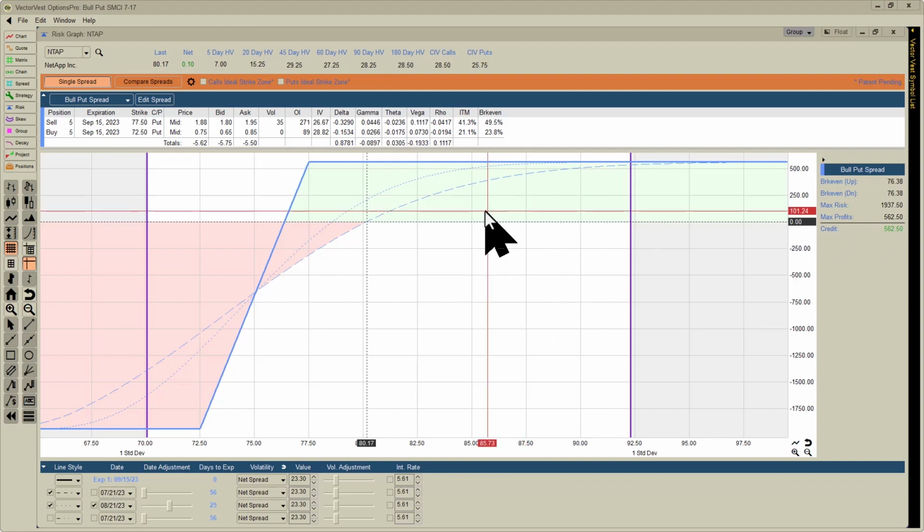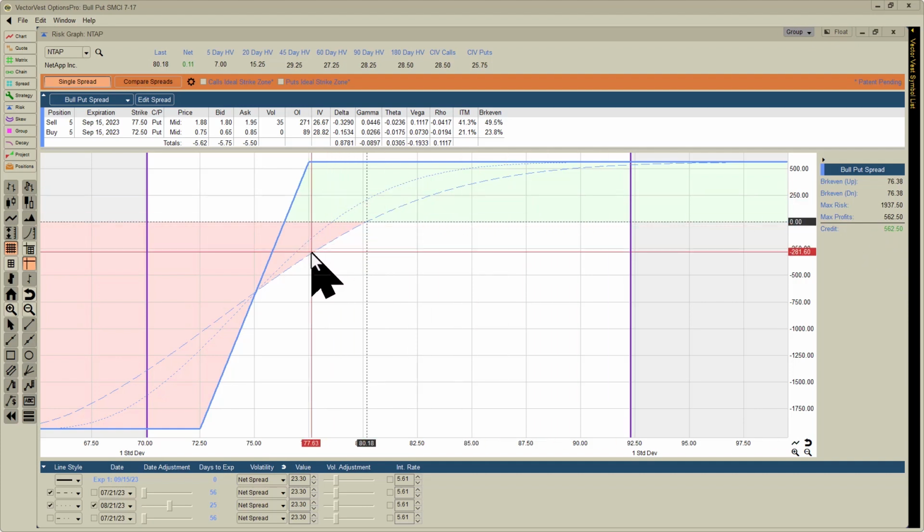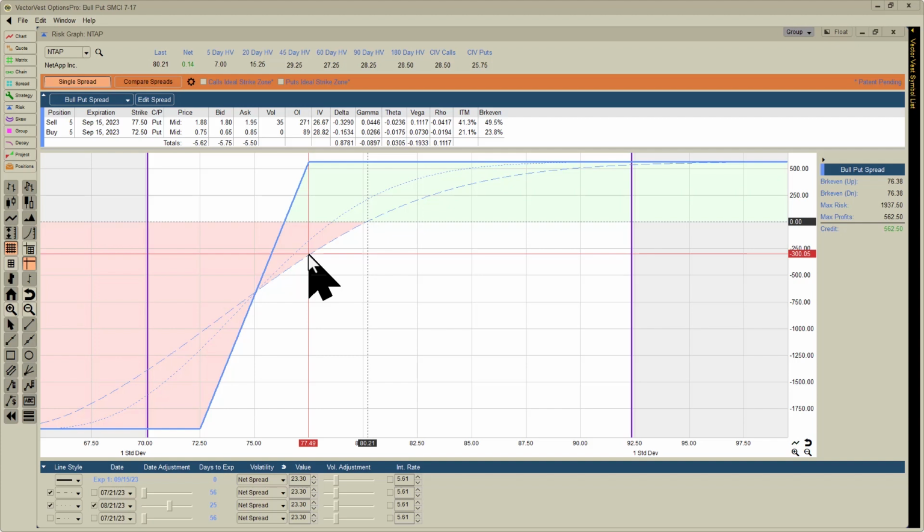Now, instead of having to go out there and buy $8,000 worth of NetApp to make $500, all I've got to put up is $1,900. And remember, you can make up to $562. My risk on the trade is still, at the worst, if I get stopped out properly, about $300. Now, what I'm showing you is really my favorite way, my primary way that I make money as an options trader.